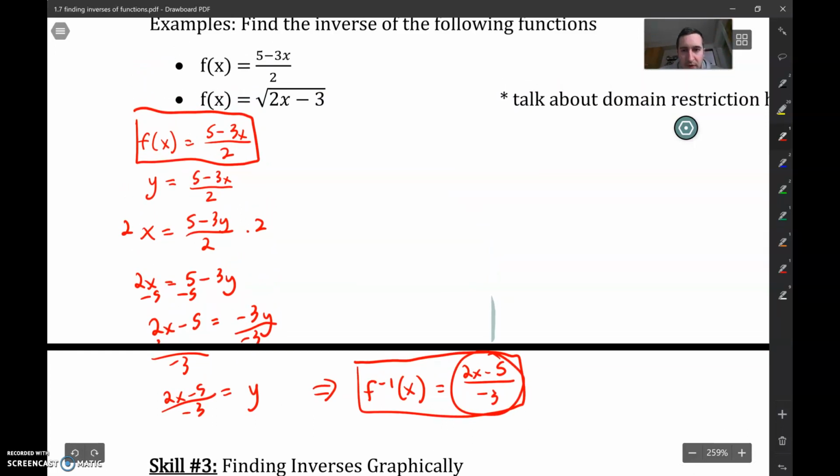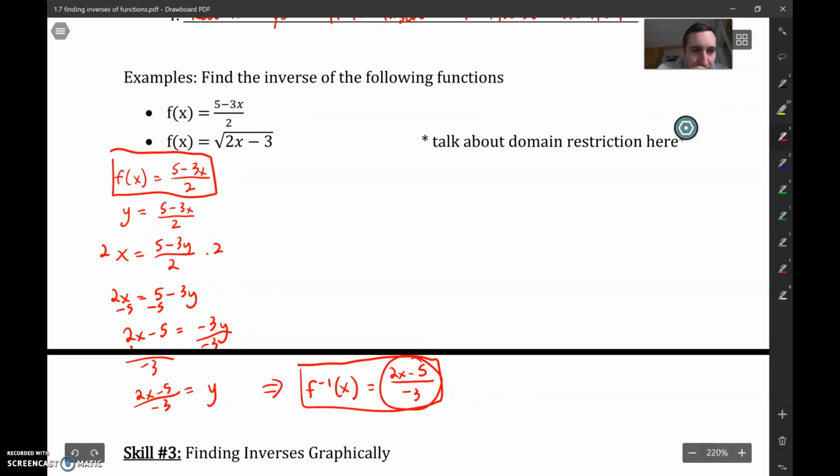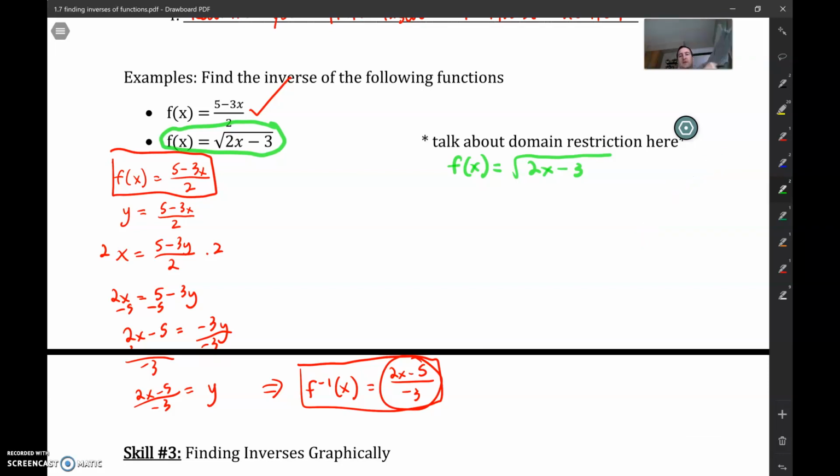All right, last thing before I finish video 1 is let's do this one. So we took care of the first one, boom. Let's do this one in green. So I'm going to write it over here. We have f of x equals the square root of 2x minus 3. So we know this is a square root graph, so we know that it also passes the horizontal line test. So we know we're going to have an inverse. So now we can find it. So let's switch this in for a y.